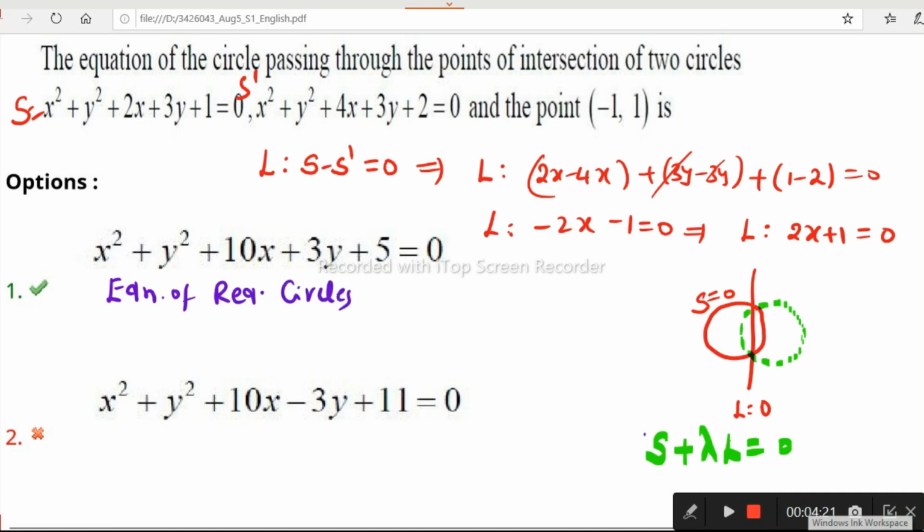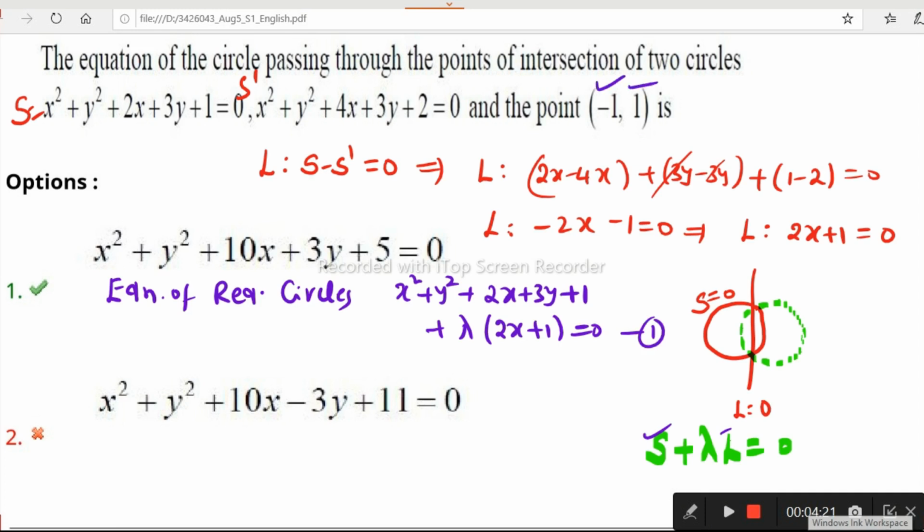What are taken? S plus lambda L is equal to 0. S is the first equation, x square plus y square plus 2x plus 3y plus 1, plus lambda times of, what is L here? 2x plus 1 is equal to 0. Okay, we want this equation actually. To find out the lambda value, we have to use one more point. What is given? What is that point?